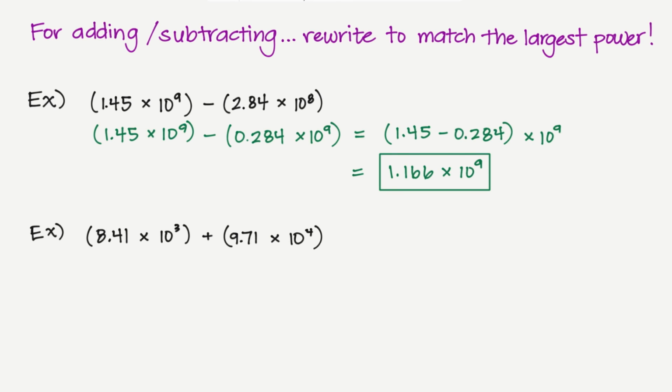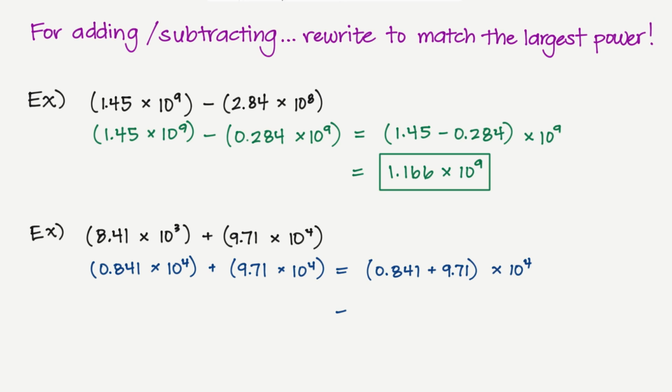It's that simple. For our second one, I'm going to rewrite my first value here. So it's going to be rewritten as 0.841 times 10 to the 4th power. And this way, they both will have 10 to the 4th power. And now, like I just did, I'm going to add those initial values together. So 0.841 plus 9.71. And that's going to be multiplied by 10 to the 4th power. When I do that, I get, let's see here, 10.551 times 10 to the 4th power.